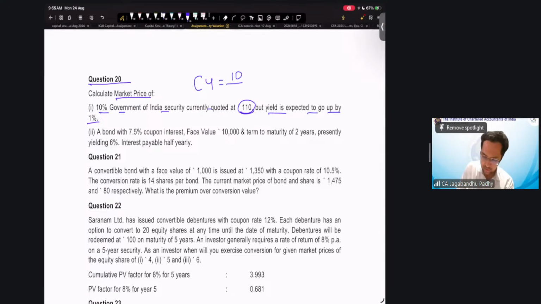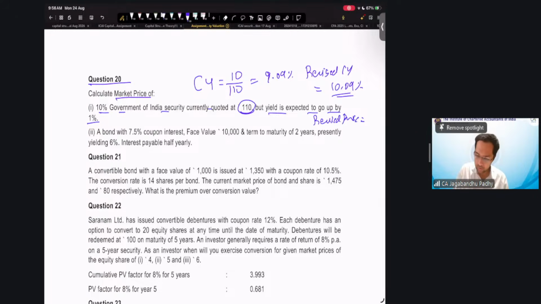The current yield is 10 upon 110, because 10 is the interest that you're going to get and 110 is the price. So the current yield is simply 10 divided by 110, which is 9.09%. So what will be the revised current yield? The revised current yield will be 10.09%. So what will be the revised price, guys?